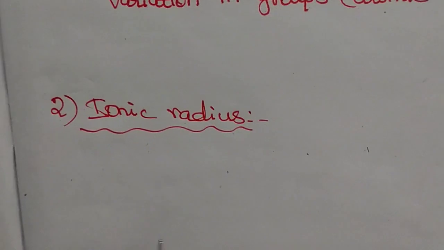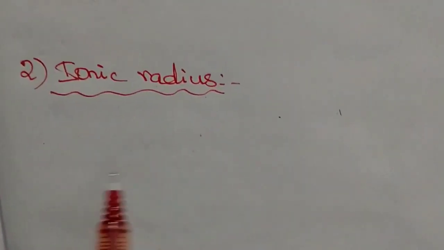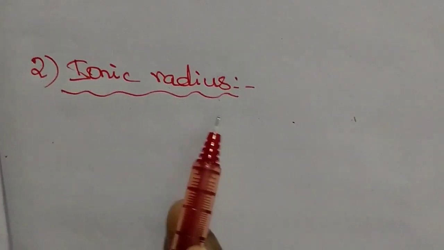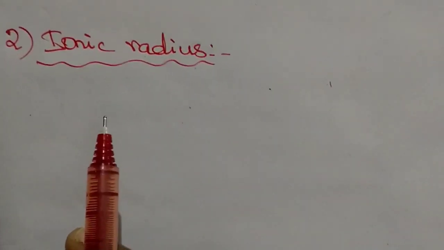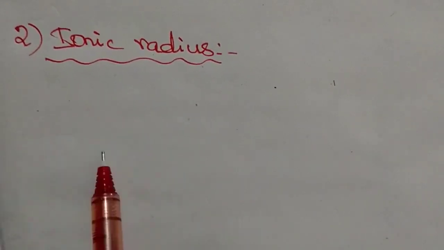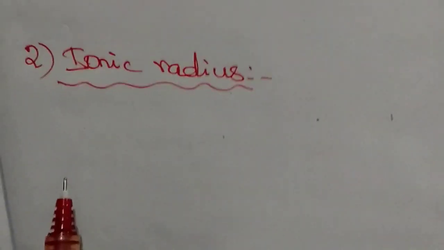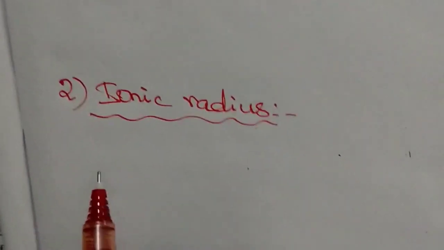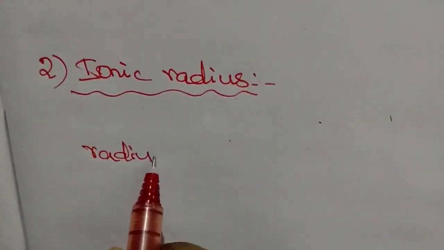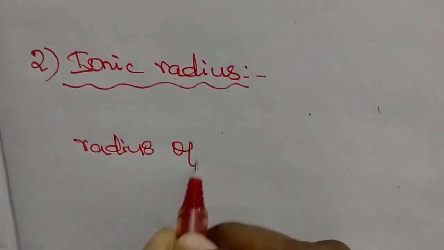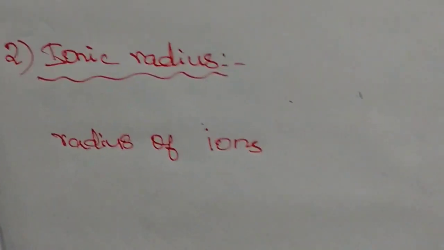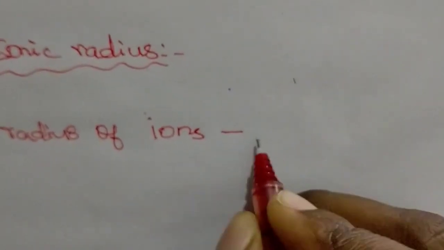First periodic trend completed. The second periodic trend is ionic radius. Ionic radius is defined as the distance from the center of the nucleus of an ion up to which it exerts its influence on the electron cloud of the ion. From this method, you can calculate the radius of ions present in crystals.